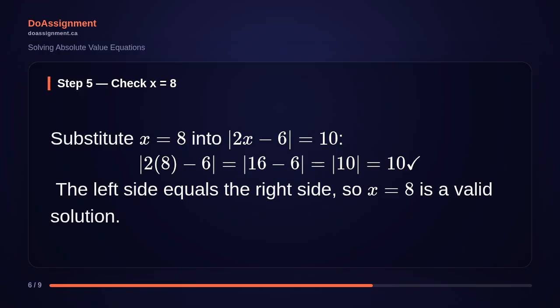To check x equals 8, substitute it into the original equation. 2 times 8 is 16, minus 6 is 10, and the absolute value of 10 is 10. That matches the right side, so x equals 8 checks out.